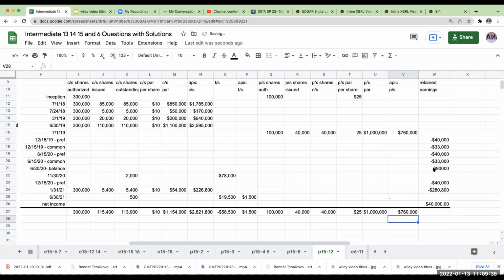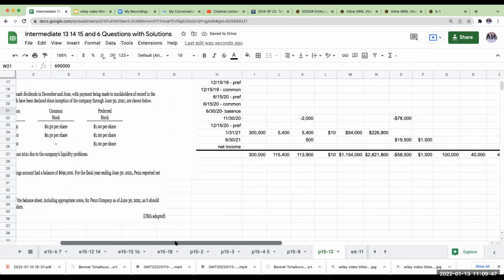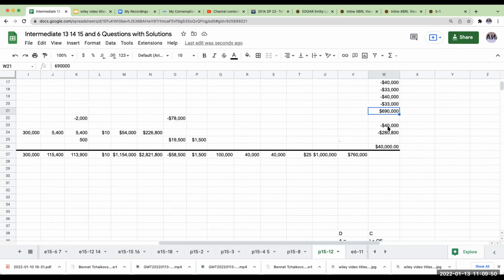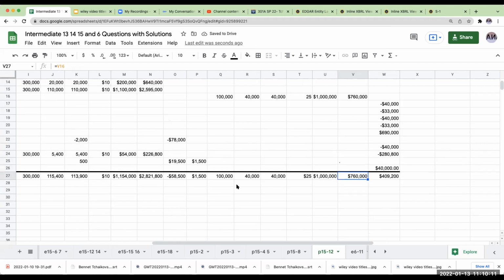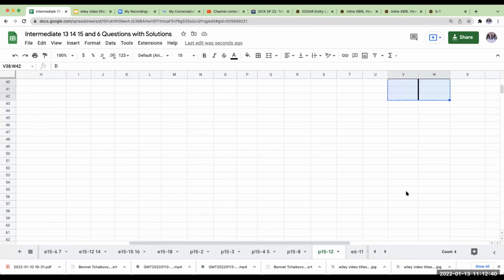Now, I have to assume that when we were given the balance on June 30th, 2020, this balance had taken into account all of these other transactions up above. So our ending retained earnings balance would be 690 less the 40,000 preferred dividend, less the stock dividend, plus the $40,000 of net income, or 409,200. So let me pause real quick and see if we're off or on. Okay, everybody, we did it correctly. So this is kind of exciting.